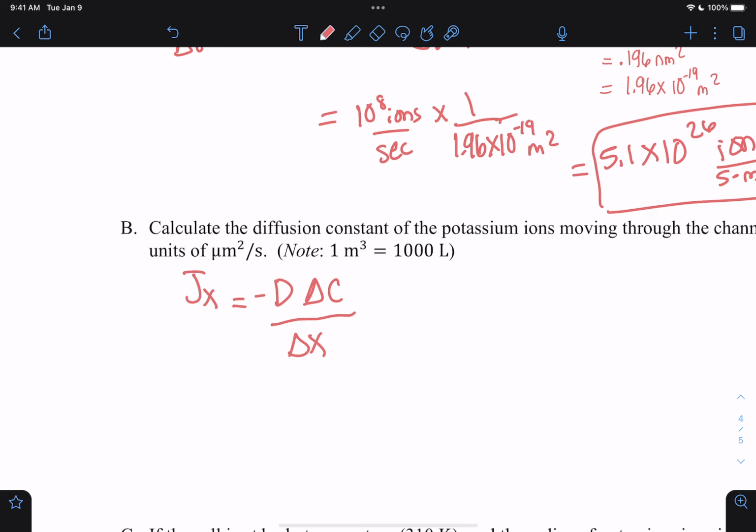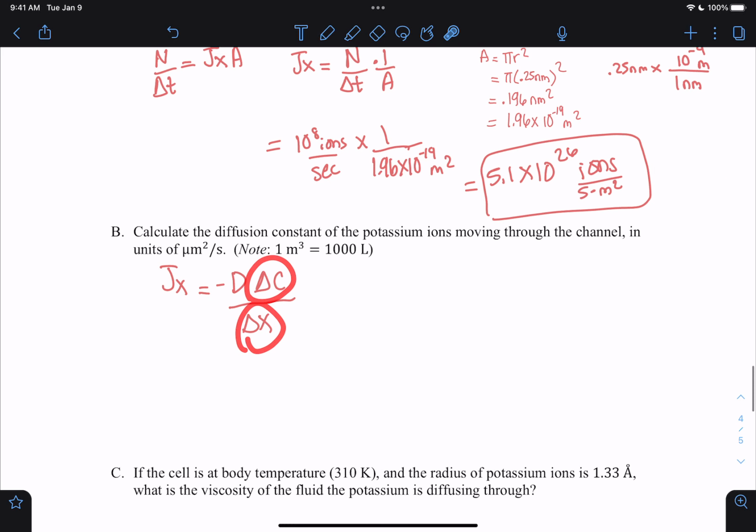Yep, exactly. 100% it. So there's your flux times negative of your diffusion constant times the change in your concentration divided by delta x. Delta x is the thickness of the membrane. That's how we define it. Delta x is the thickness of your membrane. So now we just want to figure out the diffusion constant, right? We want to isolate for D.